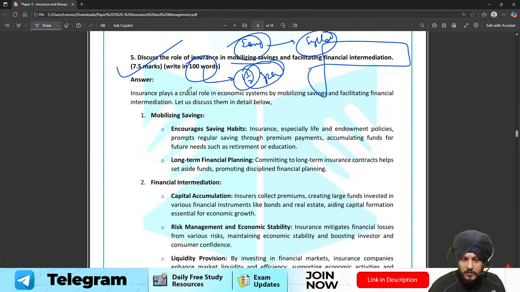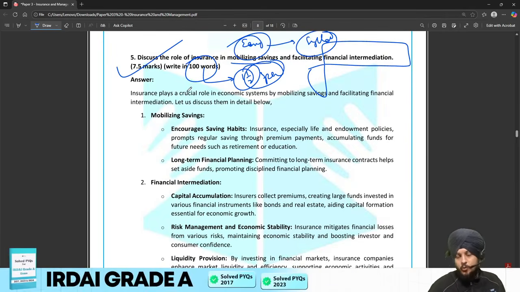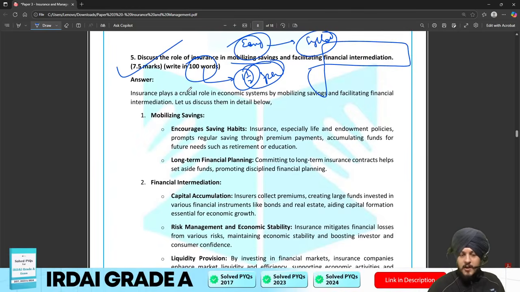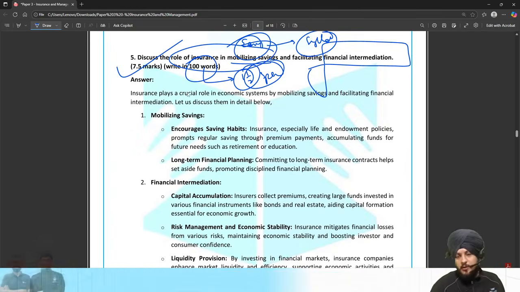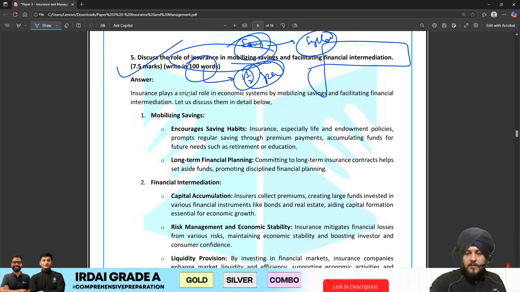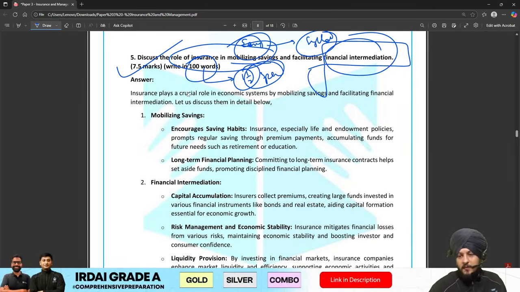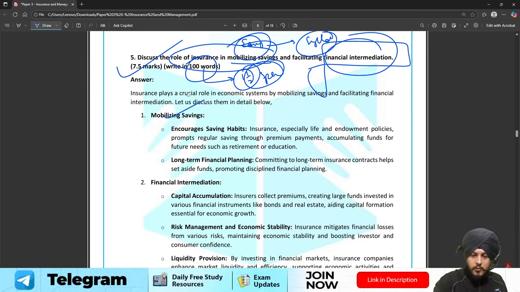Since the question is asking about two things, you have to divide it into two headings. Firstly, you will talk about the role of insurance in mobilizing savings, and then you will have to discuss its role in facilitating financial intermediation, right? So this is how you have to go about it.